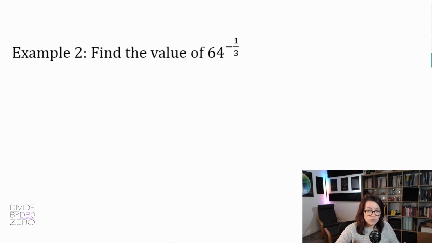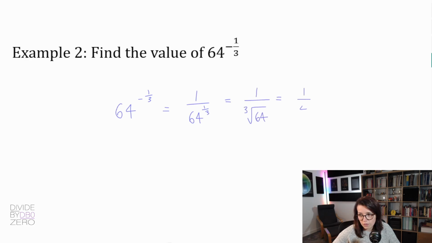Example 2, find the value of 64 to the power of negative 1/3. Now this relies on some knowledge of negative indices as well, which I did cover in the previous video. If you've got 64 to the power of negative 1/3, you can think about that as 1 over 64 to the power of a third. And that means 1 over cube root of 64, which is 1 over 4.